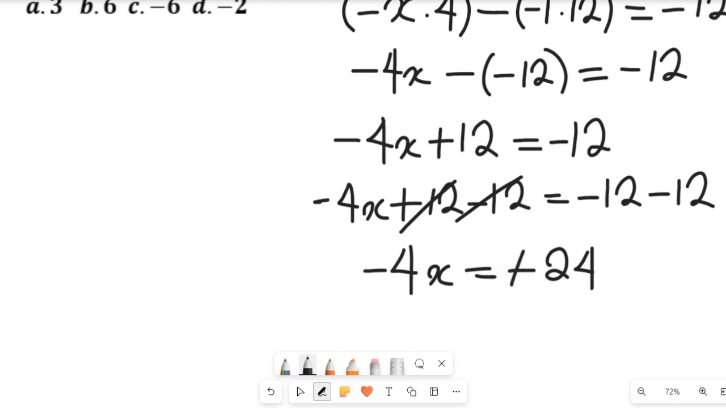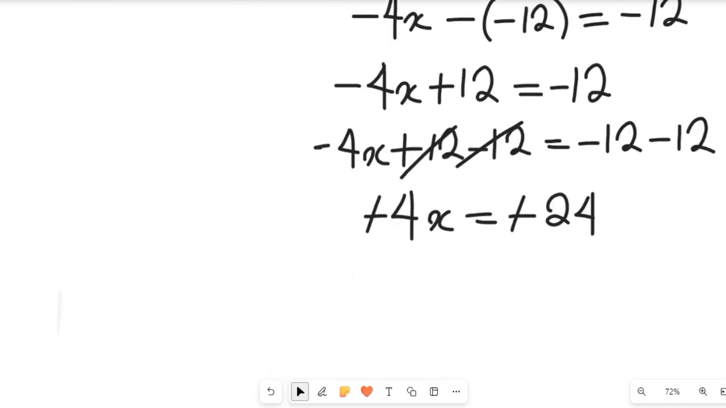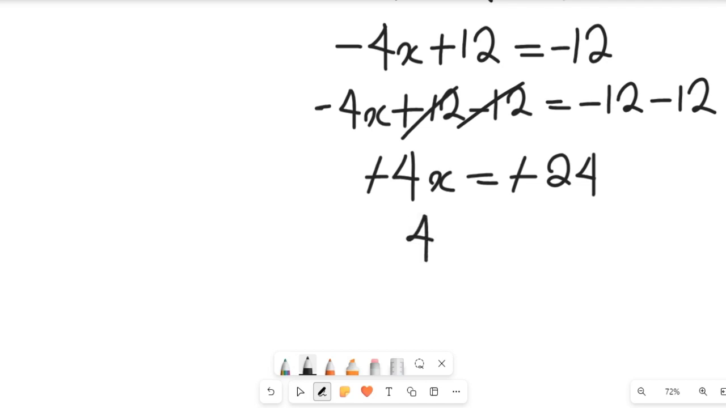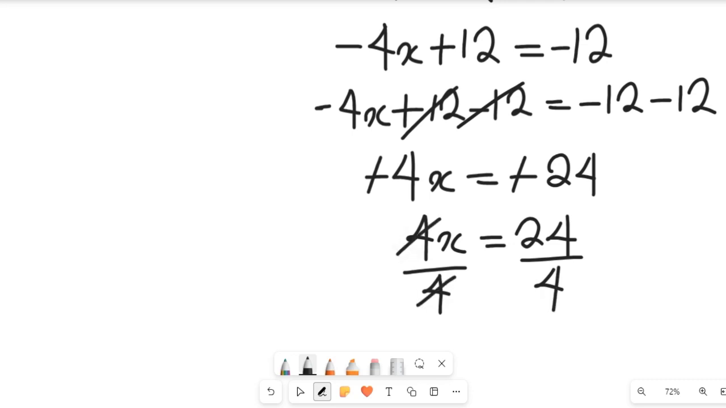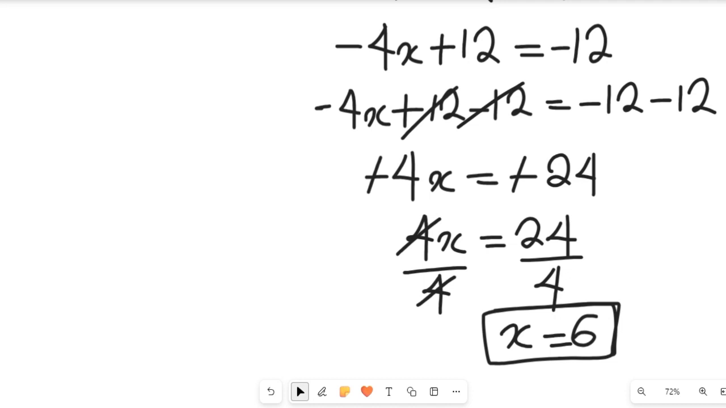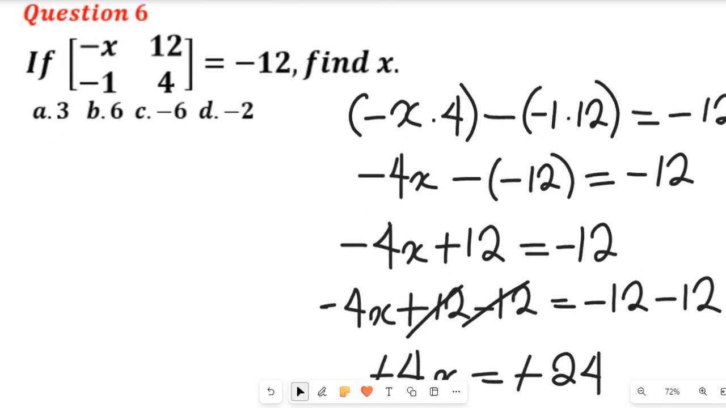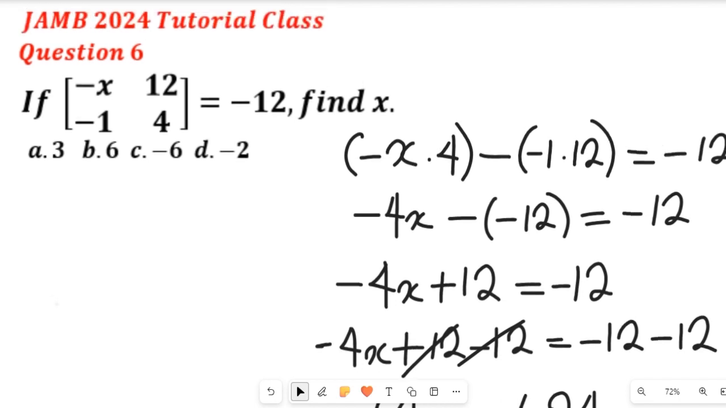So we have negative on both sides. Negative will clear negative, and then we'll have our 4x remaining equal to 24. So we can simplify x by dividing both sides by 4. If you do that, the value of x is equal to 24 divided by 4, which is 6. So the value of our x is equal to 6. That didn't take us much time, and the solution to that question is B.